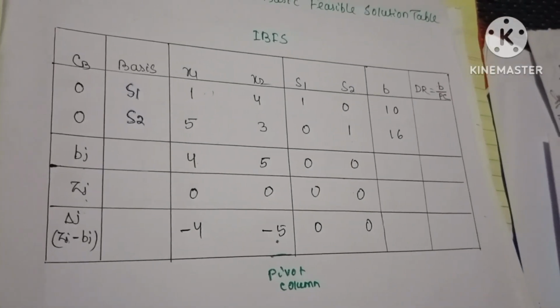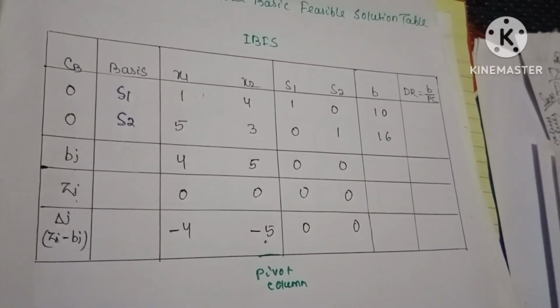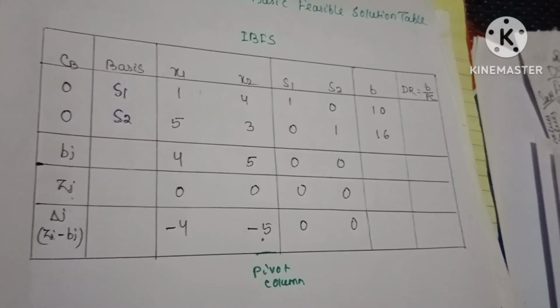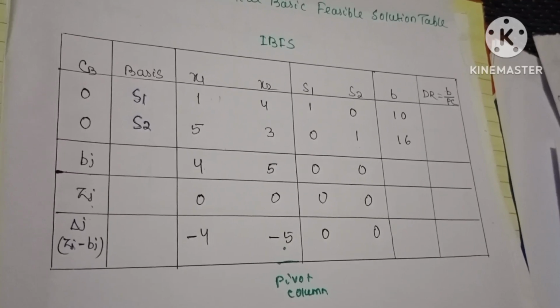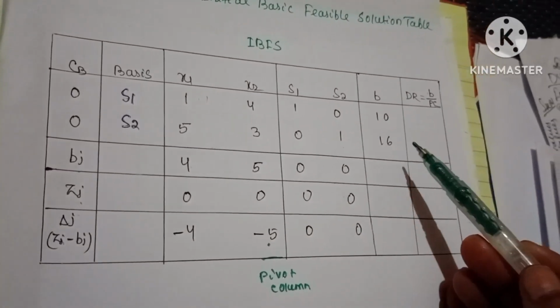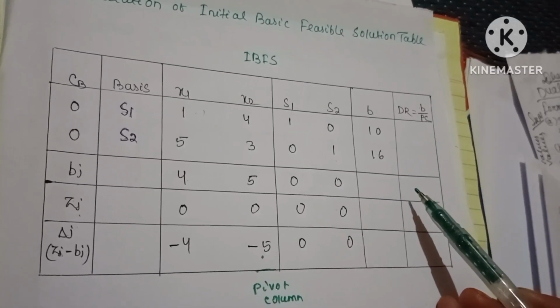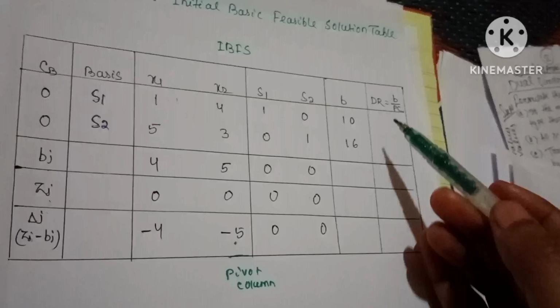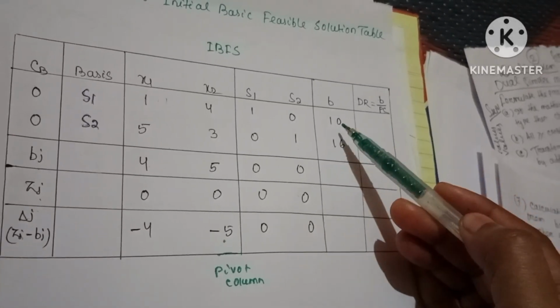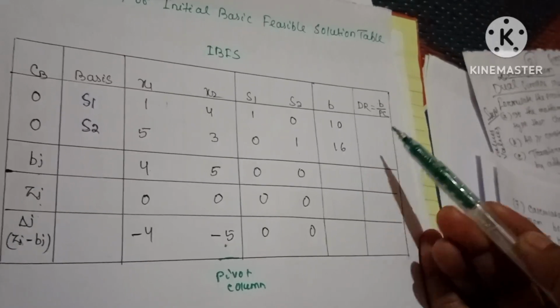And next we will find the pivot row. How will we find it? For the pivot row, the smallest positive number in the DER, that means displacement ratio, decides the pivot row. So how can we calculate it? The formula is this one, that is B by pivot column.